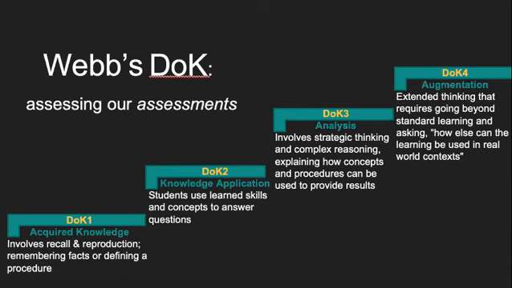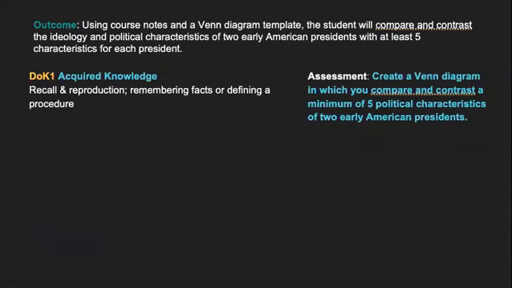Okay, so let's take a look at how we might develop a range of assessments for the same outcome depending on our desired depth of knowledge. So we're going to take a look at that outcome that we saw earlier. Using course notes and a Venn diagram template, the student will compare and contrast the ideology and political characteristics of 2 early American presidents with at least 5 characteristics for each president.